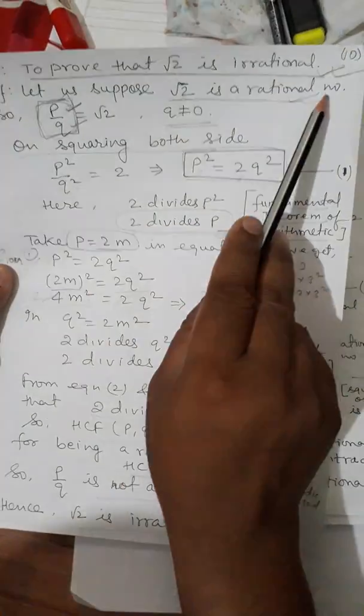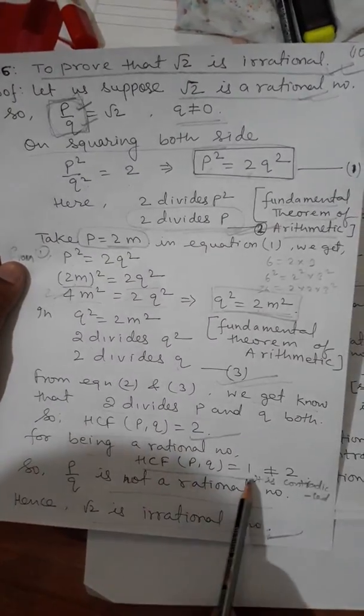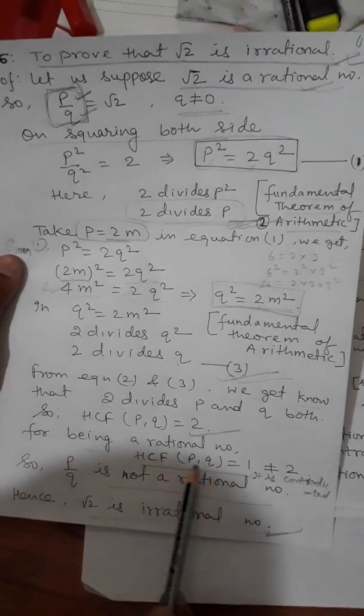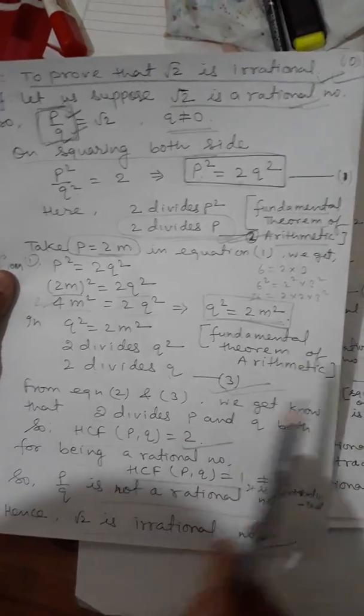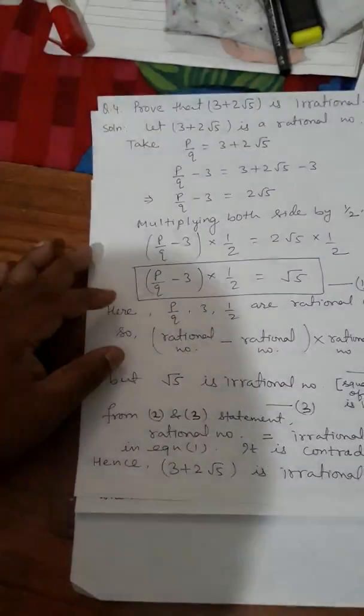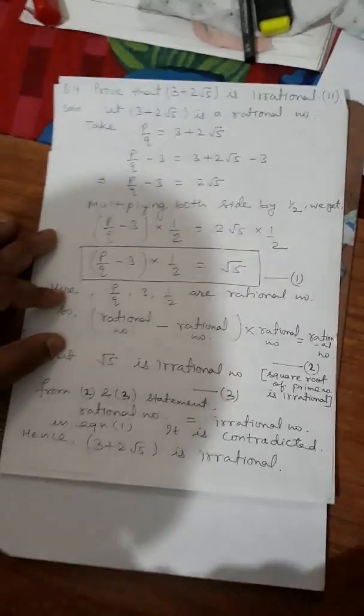Here I have taken it as rational. It is wrong because the HCF of p and q is not 1. So root 2 is not a rational number. Root 2 is an irrational number. Clear? Now some more questions. Fewer questions are there, not too many.